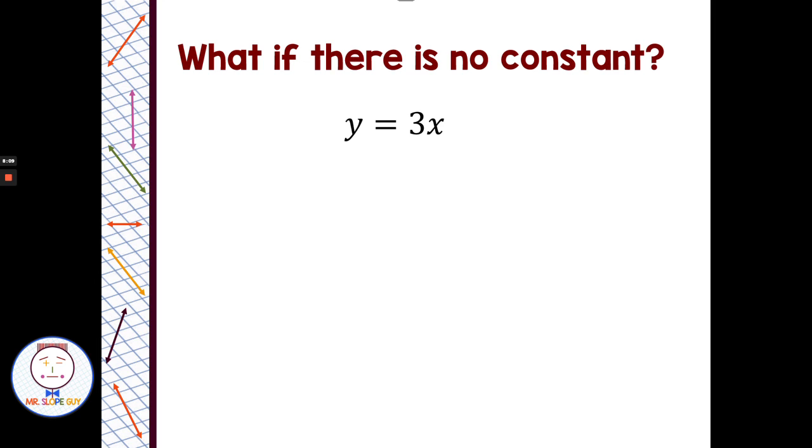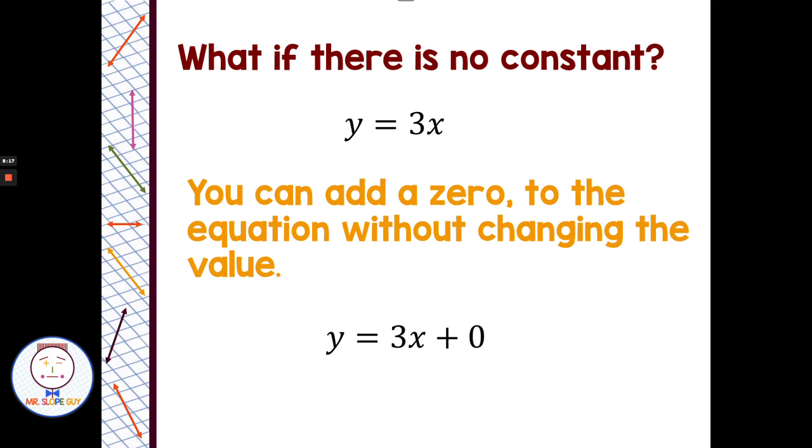What if there's no constant? What if I just have y equals 3x? Well, if there's no constant, that's a proportional relationship. That's going through the origin. But you can add a 0 there if it makes you feel more comfortable that you're in slope-intercept form, because adding 0 doesn't change the value of the equation. Or you can just know that it doesn't have a constant at the end. It's proportional. It's going through the origin.